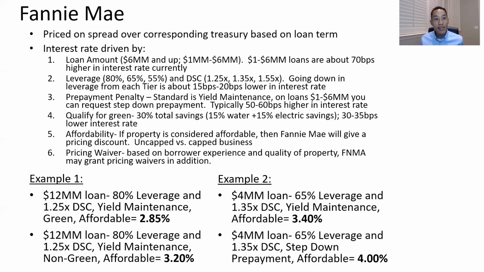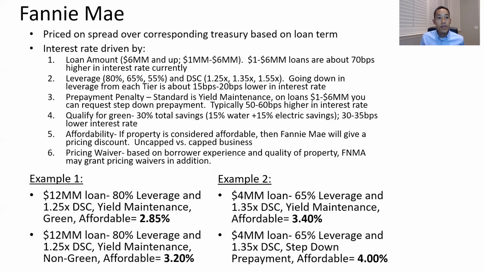The fourth thing here is green. So green just came back this summer. And so you need 30% total savings on water and electric. And then that's going to get you about 30 to 35 basis points of a lower interest rate. And then the same thing as Freddie, Fannie is really big on affordability. So if a property is considered affordable, then Fannie Mae will give you that pricing discount because it's uncapped business.